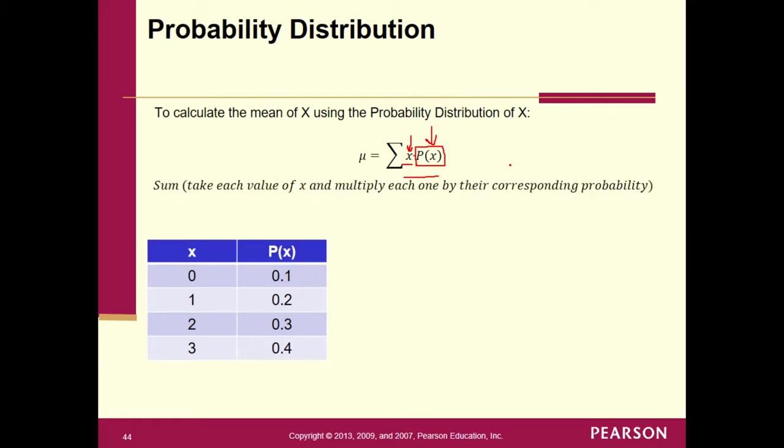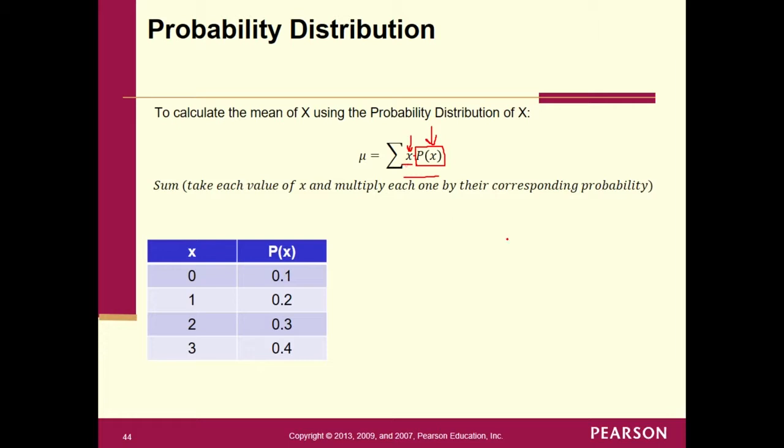That's what I wrote down there. This is saying: sum of what? Take each value of x and multiply each one by its corresponding probability. Remember, in the order of operations, you have to do multiplication first. So you're going to take each x, multiply it by its corresponding probability, and do what with them? We're going to add them up.